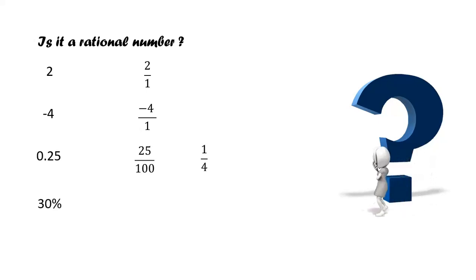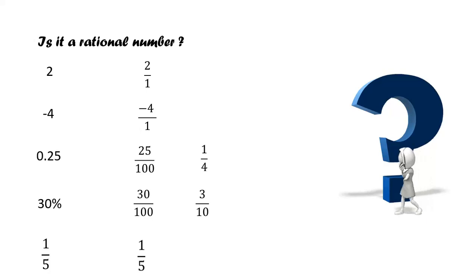Also, we have 30%. We can write it as 30 over 100, and in the simplest form we can write it as 3 over 10, and both are integers, so it is a rational number. The last one that we have, 1 over 5, and surely 1 over 5 is a rational number because we write it as a ratio with two integers.